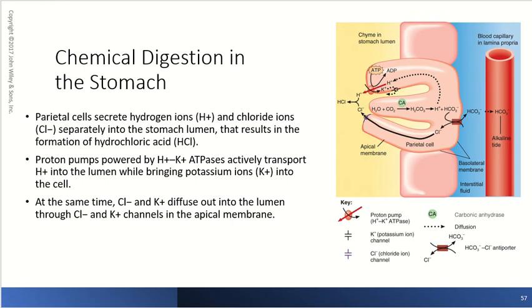Then moving on and looking at the chemical digestion that's going to occur in the stomach. Parietal cells are going to secrete hydrogen ions as well as chloride ions, and they're going to secrete them separately into the stomach lumen. That is going to result in the eventual formation of hydrochloric acid. Proton pumps that are powered by a hydrogen-potassium ATPase are going to actively transport hydrogen ions into the lumen while bringing potassium ions into the cell. At the same time, chloride and potassium ions are going to diffuse out into the lumen through the chloride and potassium channels that are found on the apical membrane.